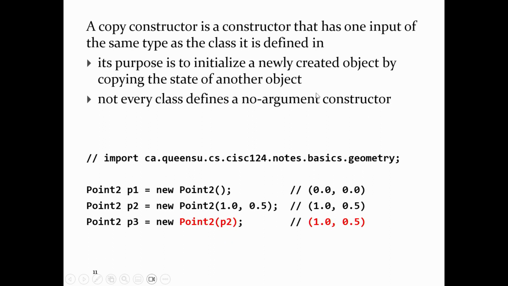Right? The purpose of a copy constructor is to copy an existing point, is to copy the state of an existing point. Right? So that constructor there copies the coordinates of P2 and sets the point referred to by P3 to the coordinates of P2. Right? And so that makes the second point, a third point in this case, whose coordinates are 1 and 0.5. Right? The same as the second point. Right? Oops, sorry. Not every class defines a copy constructor. Right? Again, you have to look in the class to determine whether or not there's a copy constructor.